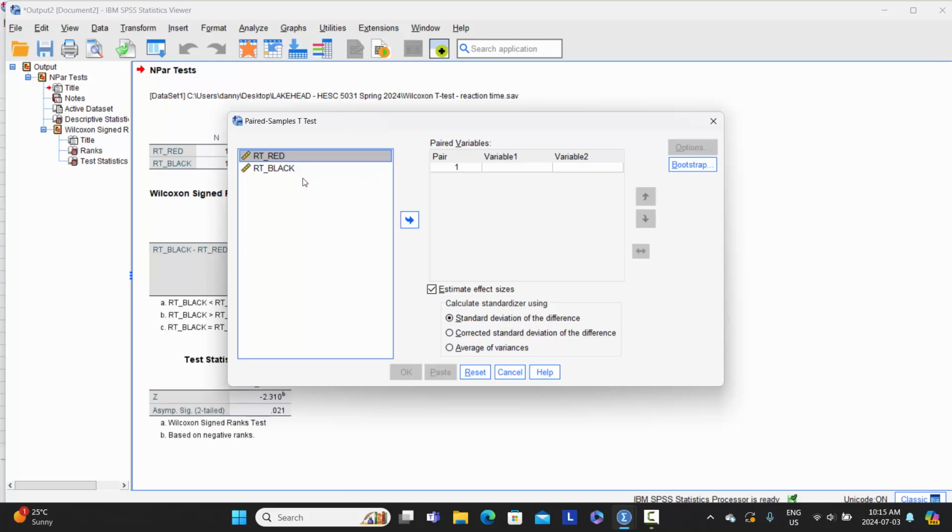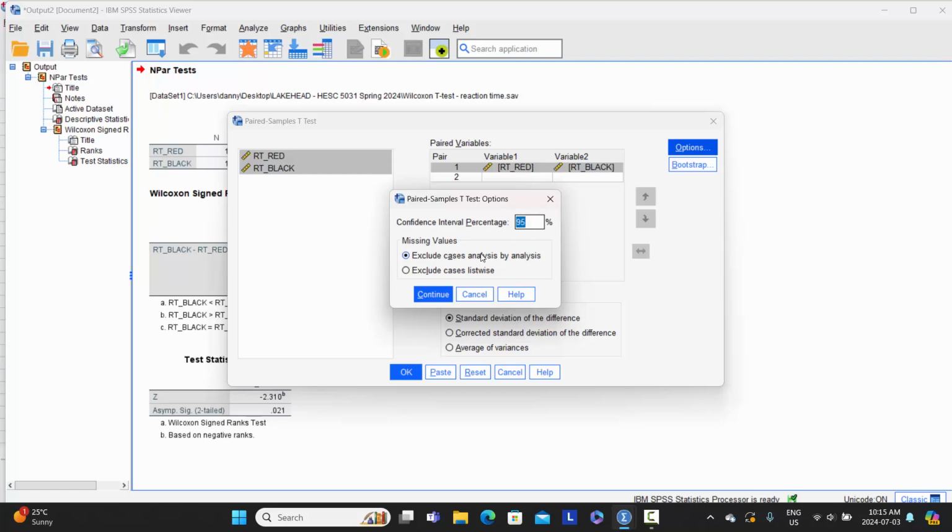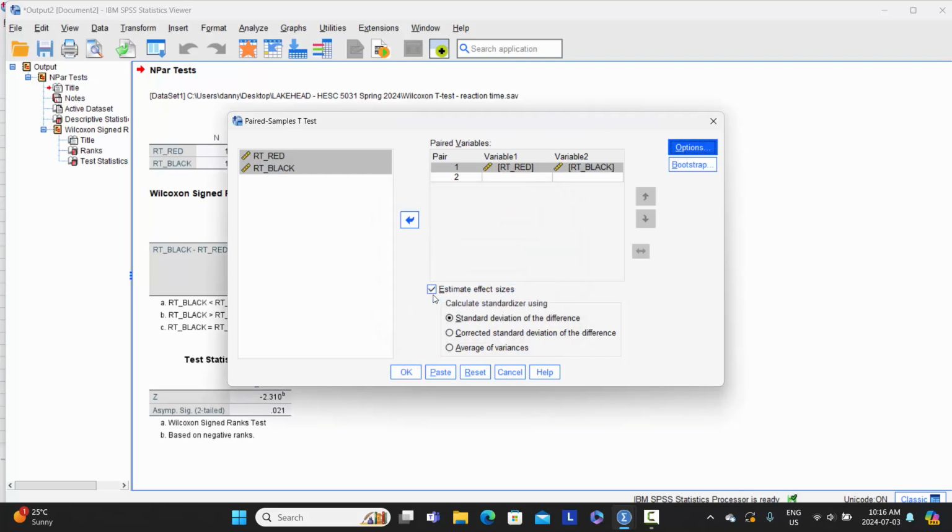So in a similar way, I need to select my pairs. So I have red. I'm going to hold the Shift key down on my keyboard and click black. I'm going to pull those over. Once again, I'm just going to ignore the number 2. And in terms of the options, in this case it will allow us to establish a different confidence interval percentage, but the default is 95%, and I want to leave it there. So I'm going to continue, and the effect size is automatically checked, so I'm just going to leave that.